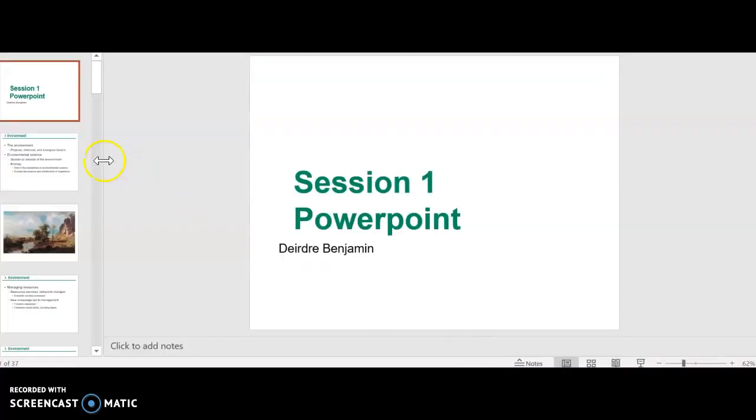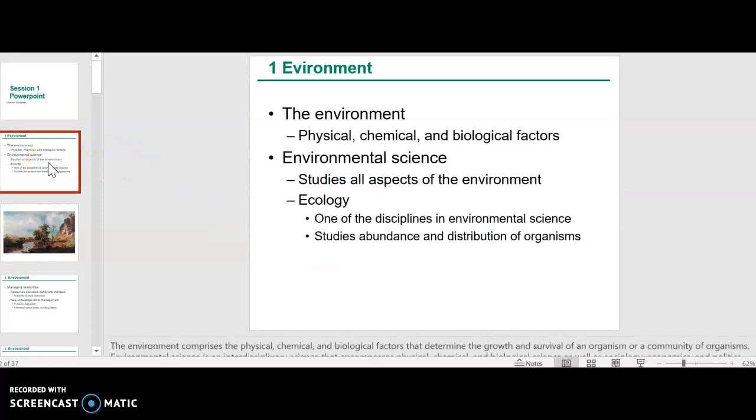So here we go. The first slide, we're going to talk about the environment. Of course, the environment consists of the physical environment, the chemical environment, and biological factors, or the biological environment. Environmental science is a study. It studies all the aspects of the environment.